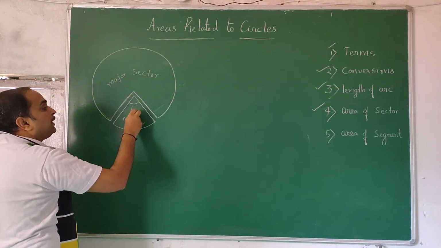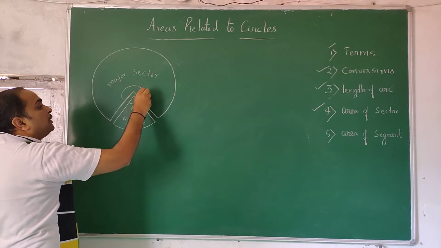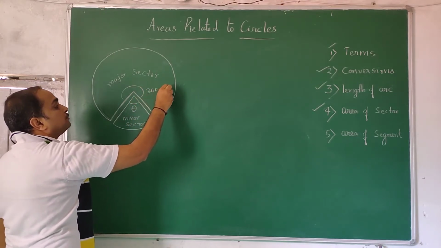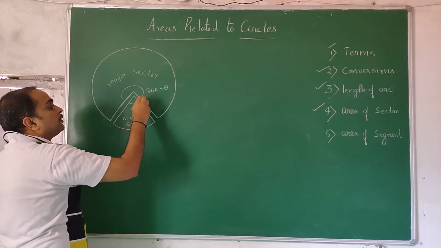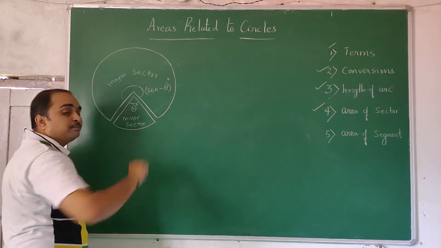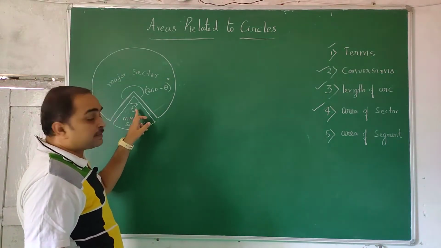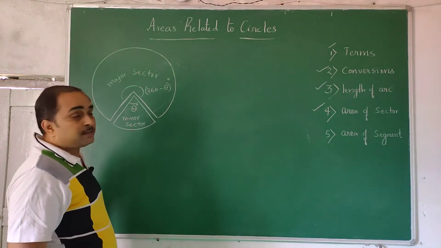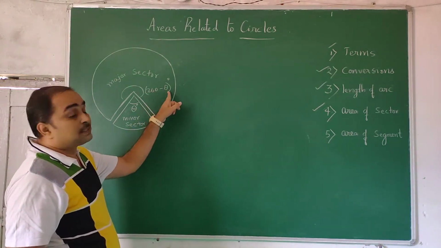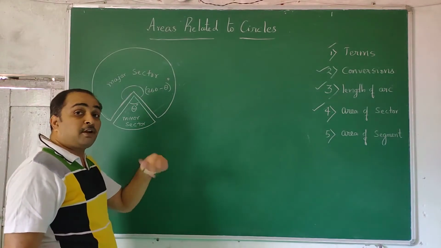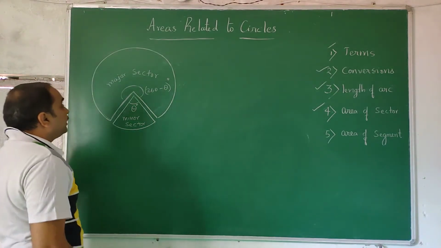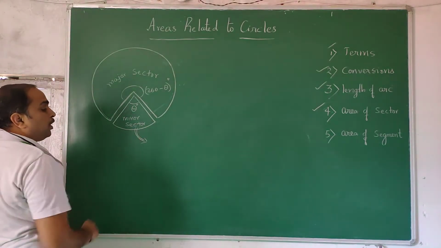Let this angle be theta. Then the remaining angle will be 360 minus theta in terms of degrees. If you have it in radians, and this is theta radians, then this is 2 pi minus theta radians, where theta also should be in radians. Okay, now the area of this sector, how to find it?